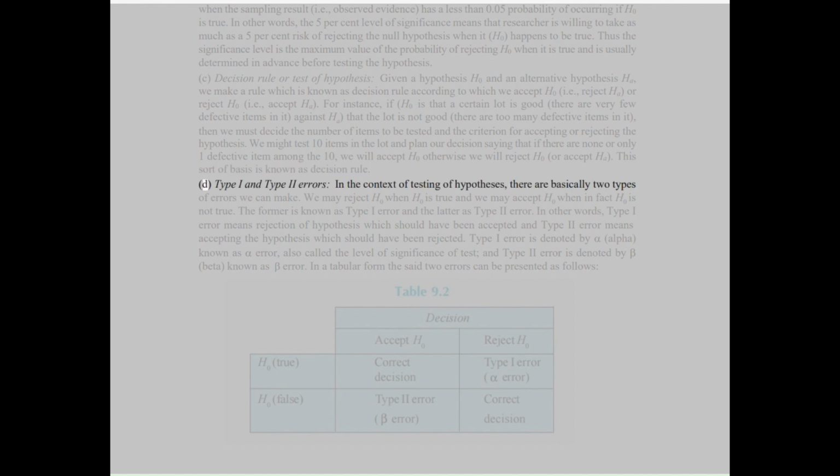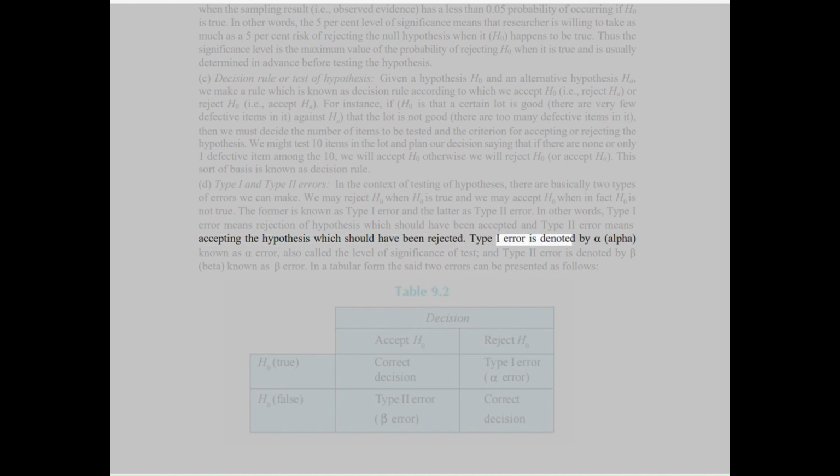D. Type I and Type II errors. In the context of testing of hypotheses, there are basically two types of errors we can make. We may reject H0 when H0 is true, and we may accept H0 when in fact H0 is not true. The former is known as Type I error and the latter as Type II error. In other words, Type I error means rejection of a hypothesis which should have been accepted, and Type II error means accepting the hypothesis which should have been rejected.